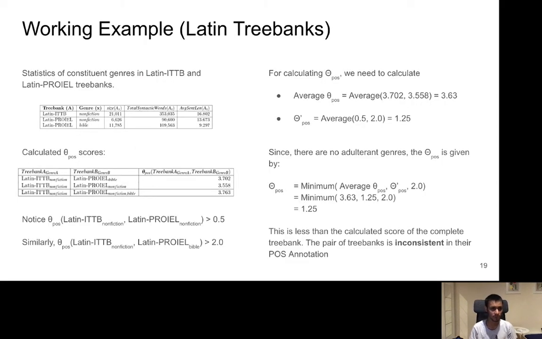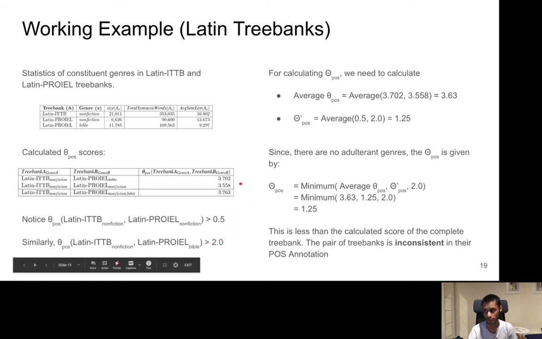For the working example, we show two Treebanks in Latin, ITTB and ProEL. ITTB has non-fiction and ProEL has non-fiction and Bible. The calculated theta POS score for ITTB non-fiction and Bible was 3.702, which is more than the 2.0 limit. The non-fiction and non-fiction was 3.558, which is more than 0.5. And this is the calculated theta POS for the entire Treebanks. For calculating capital theta POS, the average theta POS will be the average of 3.702 and 3.558, which will be 3.63.